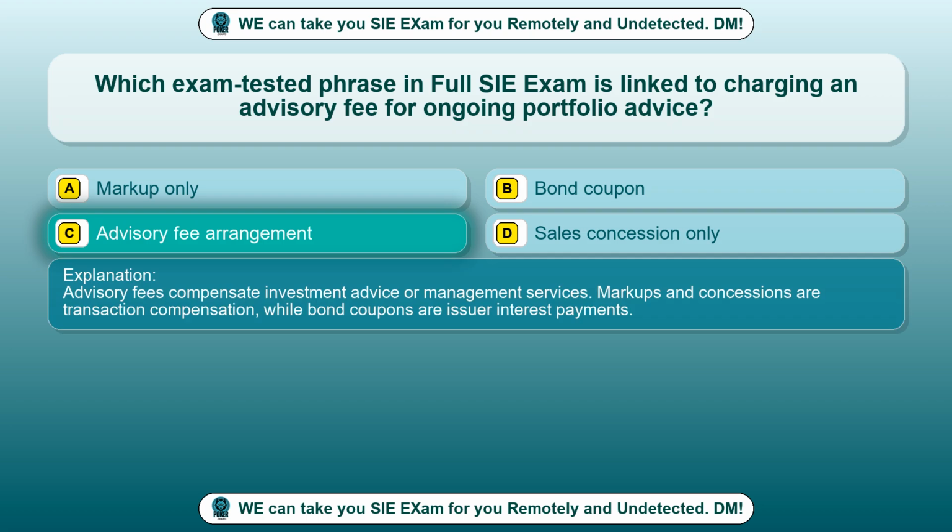Advisory fees compensate investment advice or management services. Markups and concessions are transaction compensation, while bond coupons are issuer interest payments.